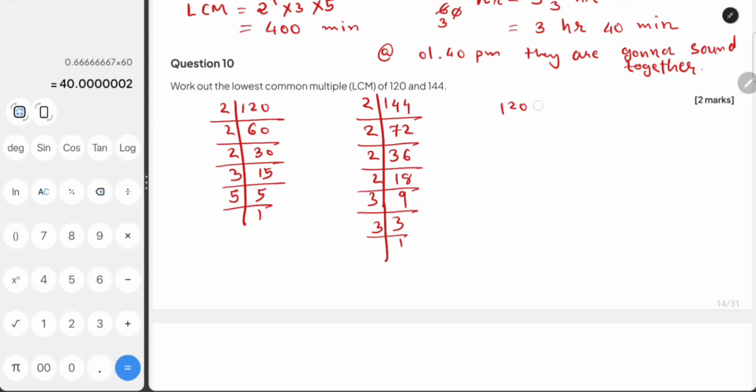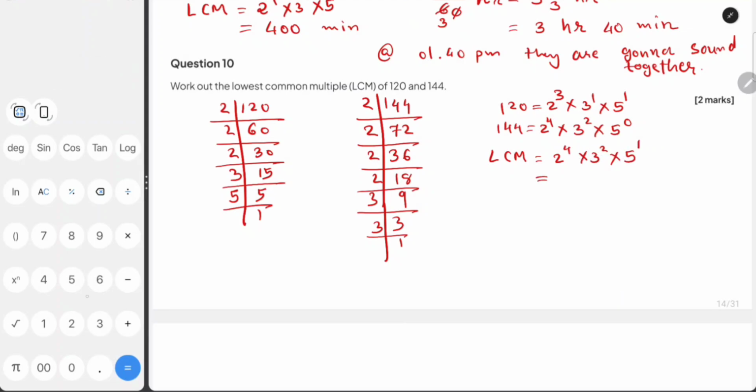So 120 can be written as 2 raised to 3, 3 raised to 1, 5 raised to 1. And 144 is 2 raised to 4, 3 raised to 2, there is no 5, so I can write 5 raised to 0. And LCM will be the highest power of each factor, so that's 2 raised to 4, 3 raised to 2, 5 raised to 1.